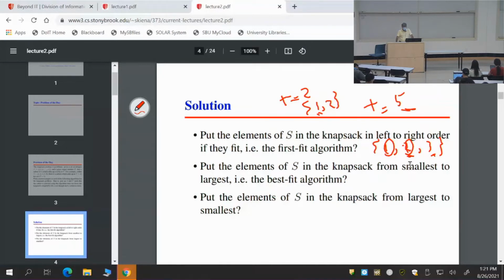Okay, what about the second one? Any questions about that? Okay, what about if we put the items in the knapsack from smallest to biggest? Can anybody come up with a counterexample to that one?